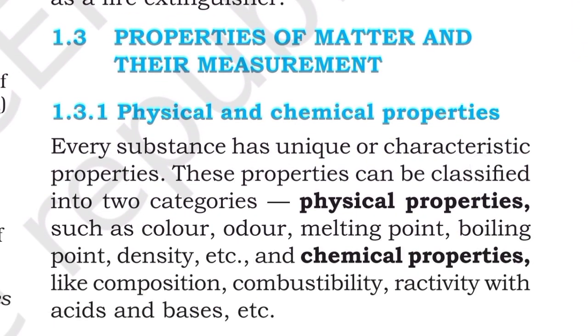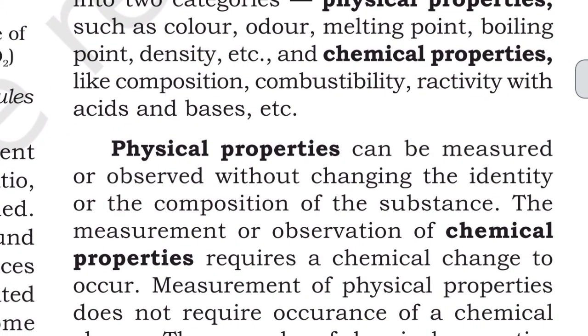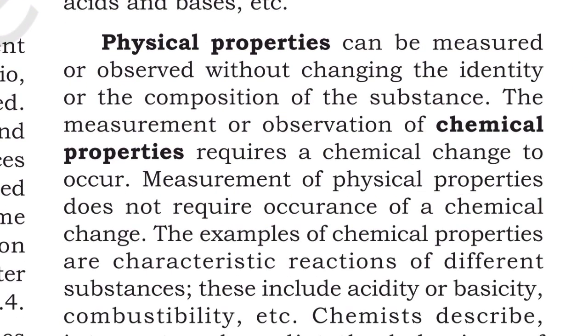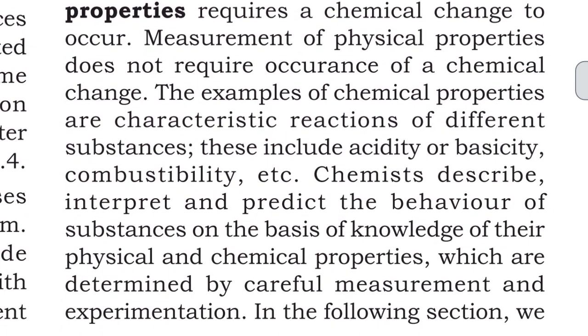Properties of matter and their measurement. Physical and chemical properties. Every substance has unique or characteristic properties. These properties can be classified into two categories: physical properties such as color, odor, melting point, boiling point, density, etc., and chemical properties like composition, combustibility, reactivity with acids and bases, etc. Physical properties can be measured or observed without changing the identity or the composition of the substance. The measurement or observation of chemical properties requires a chemical change to occur. Measurement of physical properties does not require occurrence of a chemical change.